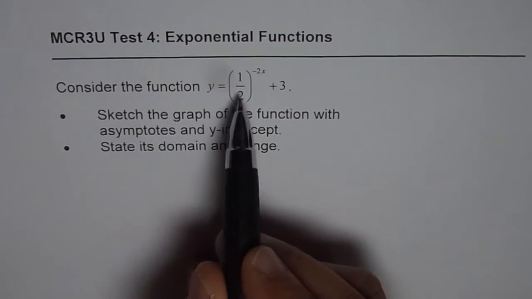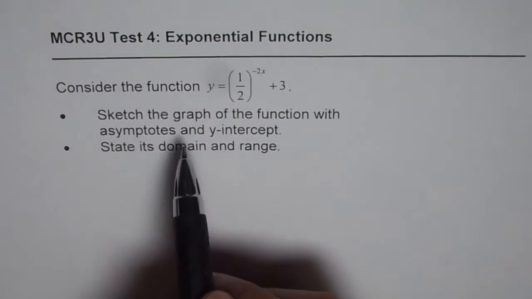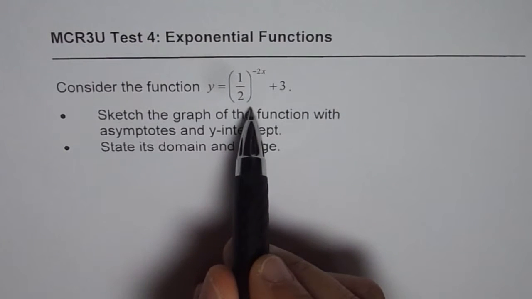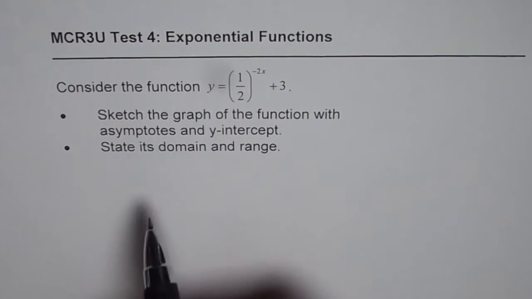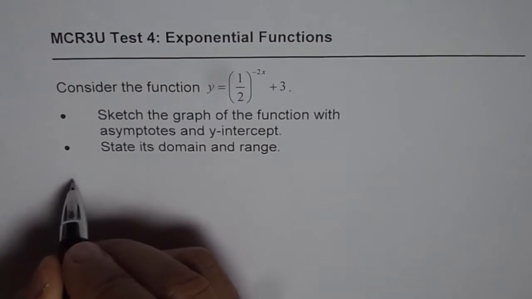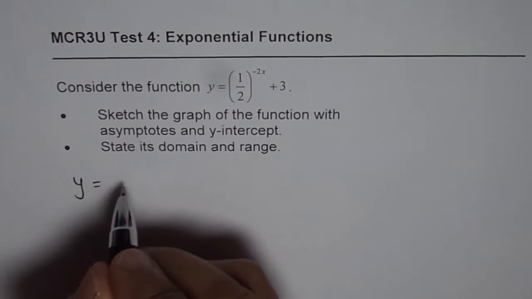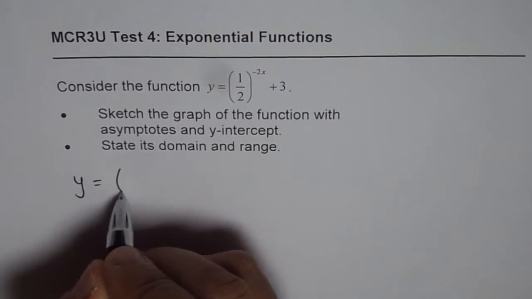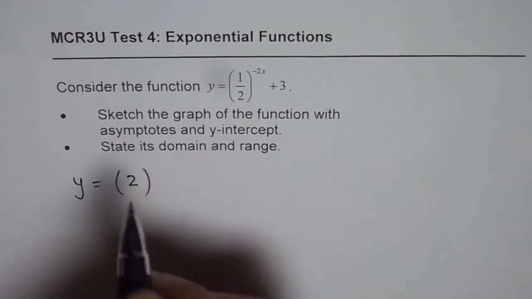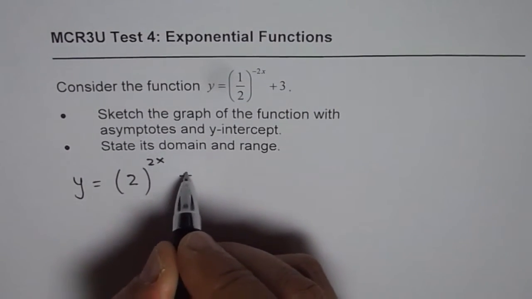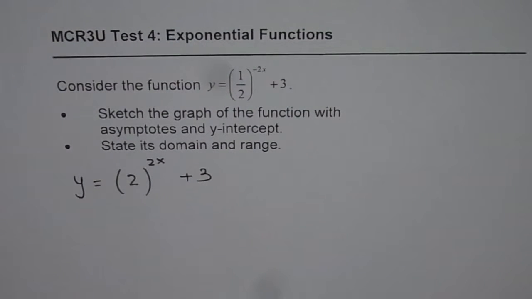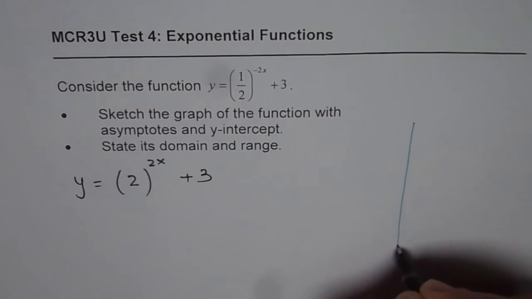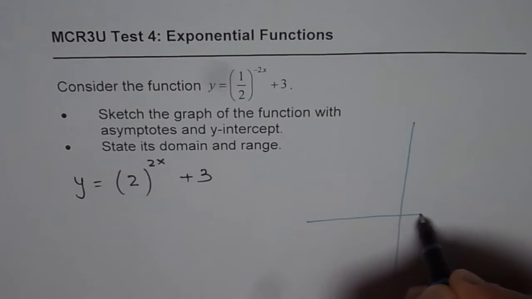Okay, now here we have one half to the power of minus 2x. Now, one half is exponential decay, and if we rewrite this function, it becomes simpler for us, right? So what I will do here is rewrite the function. The function will be y equals 2 to the power of 2x, plus 3, because of this minus 2x. Do you see that? Once you do that, it becomes simpler for you to understand and also to sketch, correct? Now we will sketch this function, which is the same as the given function. I haven't really changed the function.